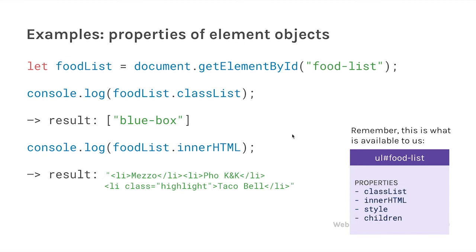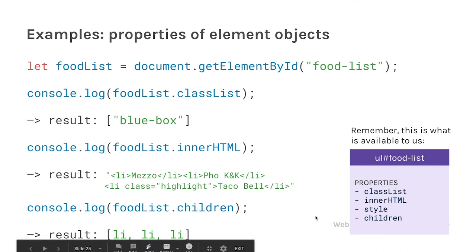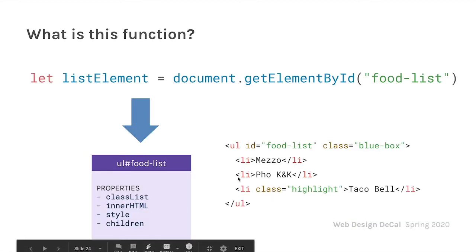The last property that I want to show you guys is .children. So if we say console.log foodList.children, what's cool is that we get a list of objects, and not just a string, not just one object. We get back this list of objects that represent the list elements that are inside this list tag.